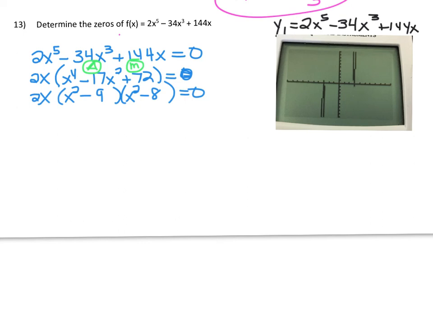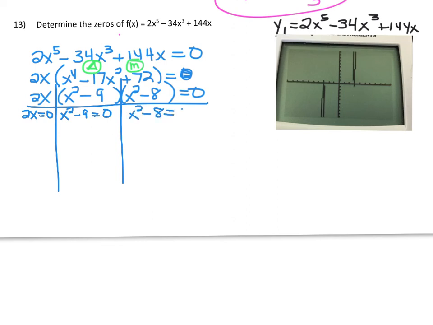So for those of you that like to just jump right into the t-chart, we would set each factor equal to 0. So I'm going to write 2x equals 0. I'll have x squared minus 9 equals 0. And we'll have x squared minus 8 equals 0. And you just solve these one by one.